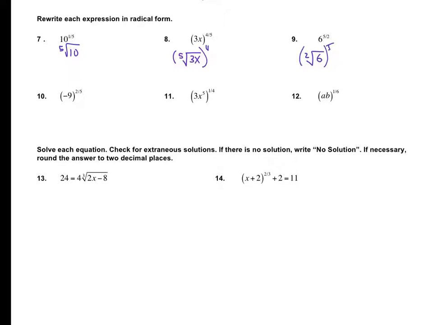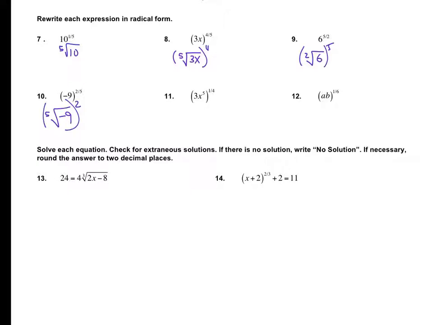And since you don't need to write the 2 there, but that would be square root. Number 10, we've got negative 9. That is the 5th root with our power of 2.